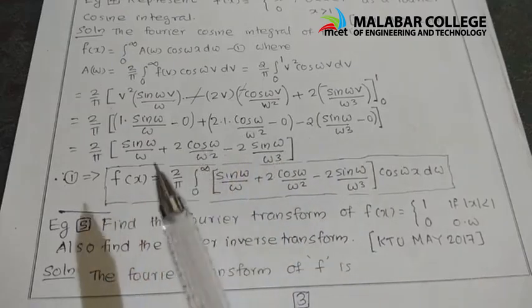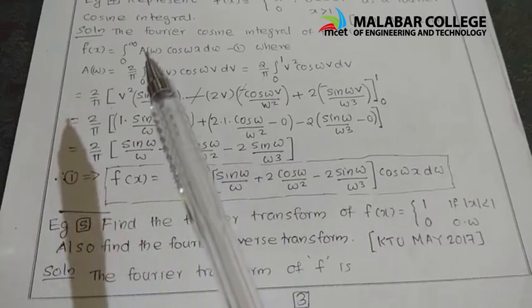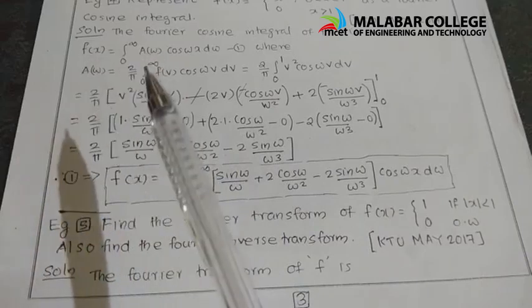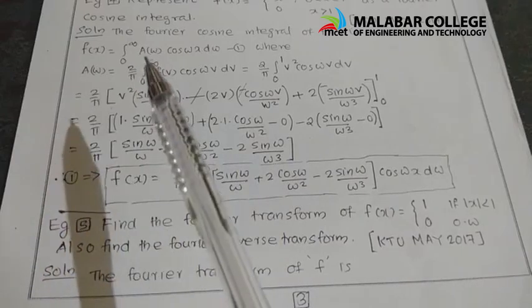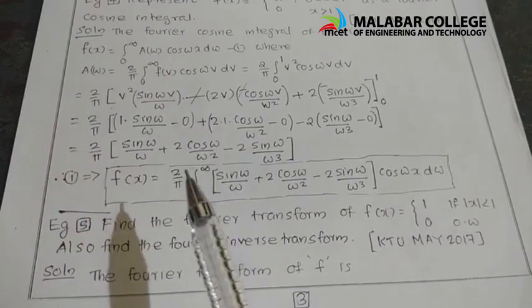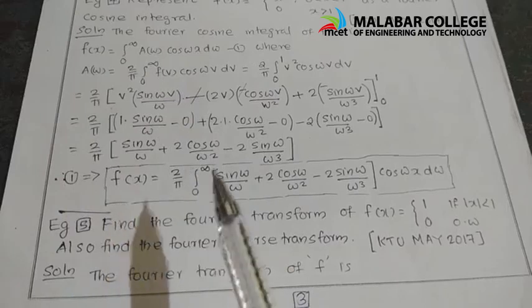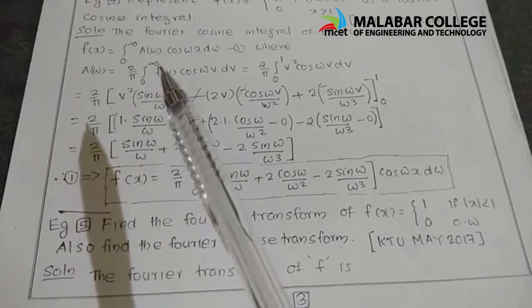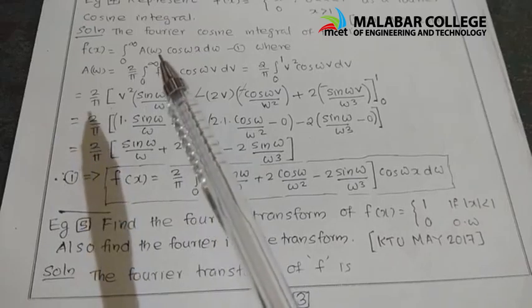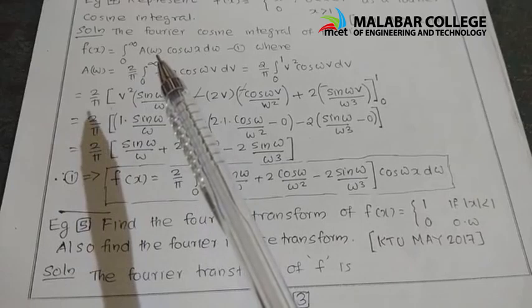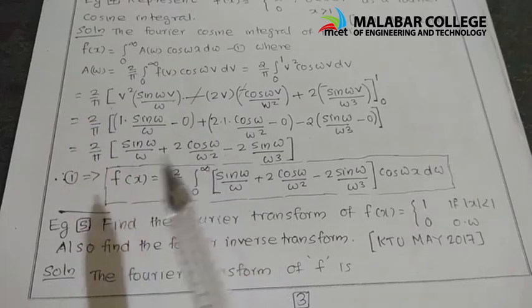And this, if I am substituting in place of A omega, I will get f of x equal to 2 by pi. This 2 by pi is there for A omega. This 2 by pi is a constant that I am taking out, 2 by pi into integral 0 to infinity, and I got f of v. I got this A omega here. A omega I have to substitute this value.